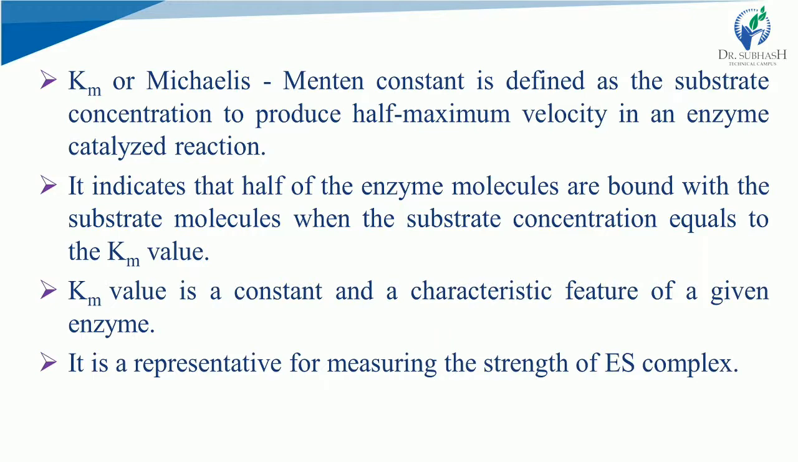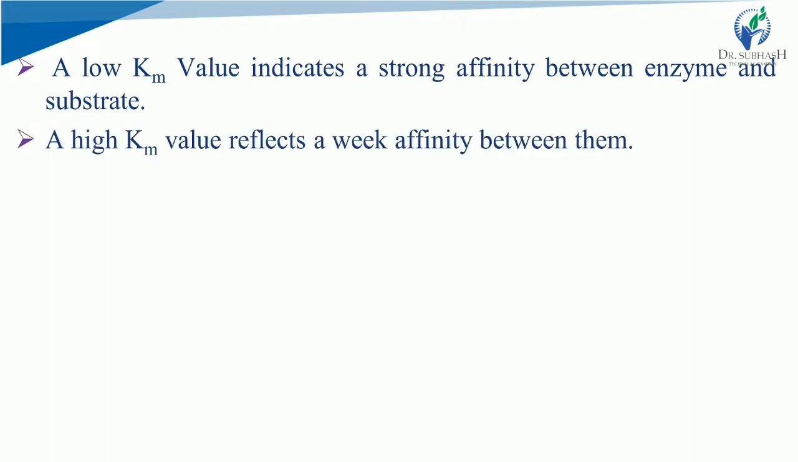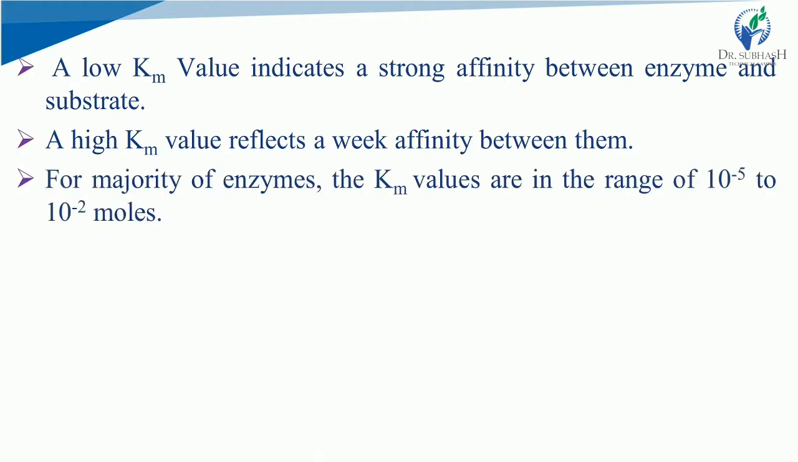It is representative for measuring strength of the ES complex. Now, what does this mean? When you get a low Km value, it indicates that there is strong affinity between enzyme and substrate. When you get a high Km value, it will reflect weak affinity between them. For the majority of enzymes, the Km values are in the range of 10 raised to the power minus 5 to 10 raised to the power minus 2 moles.